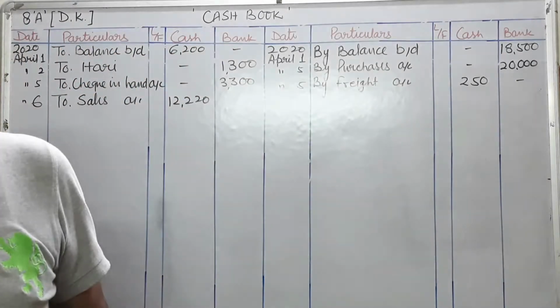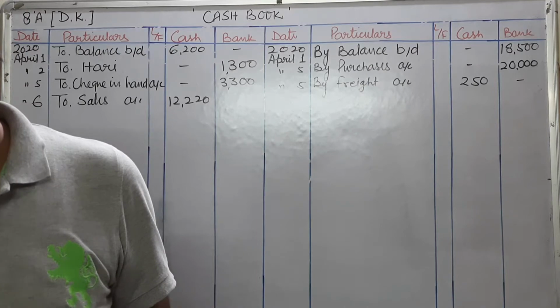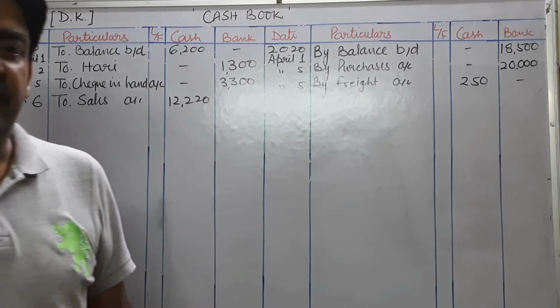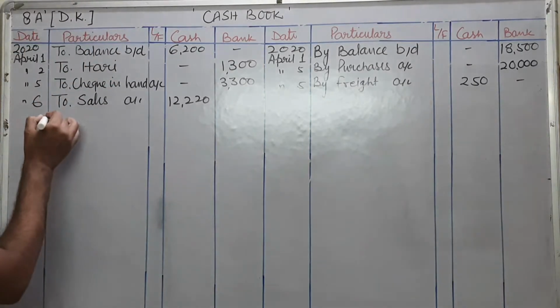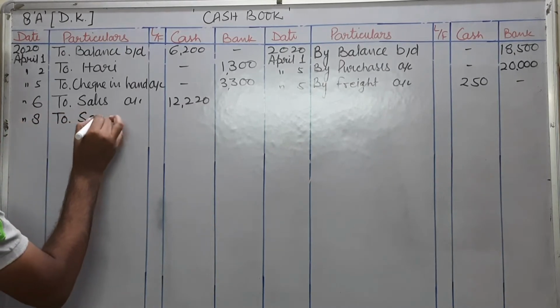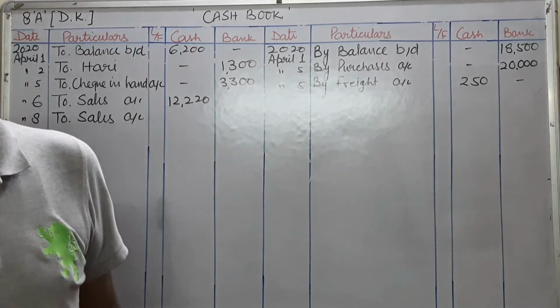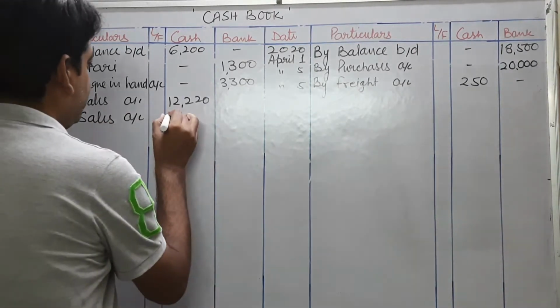Now see, next transaction on April 8, sold goods for cash. Again a simple transaction. So cash account debit to sales account, and very simple treatment will come in cash column, and that is 16,000.